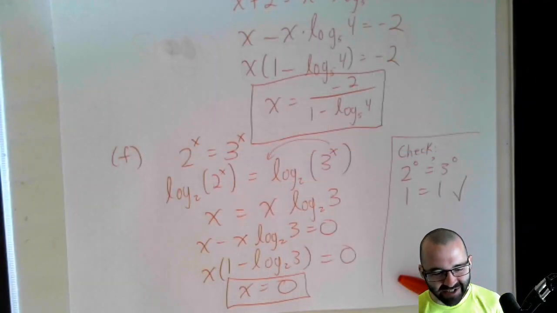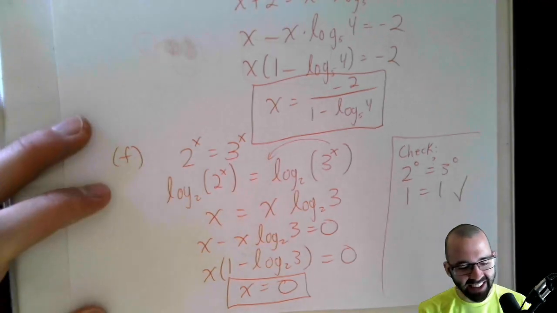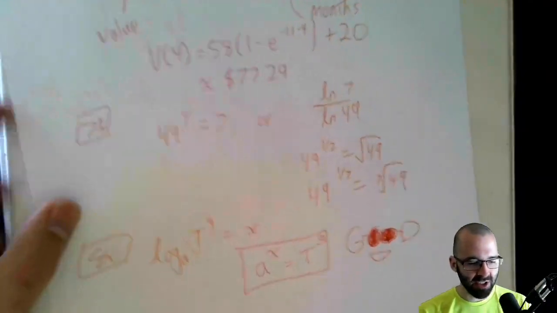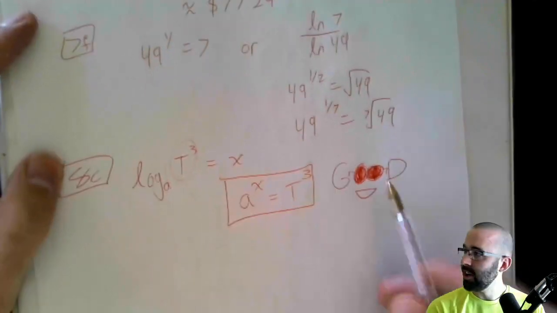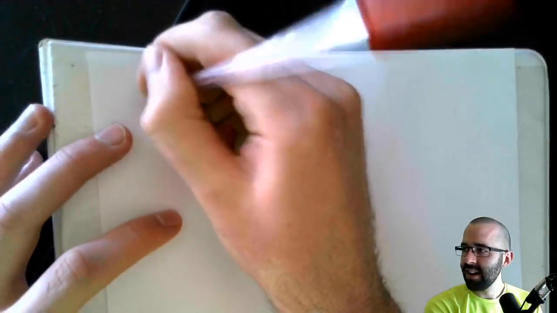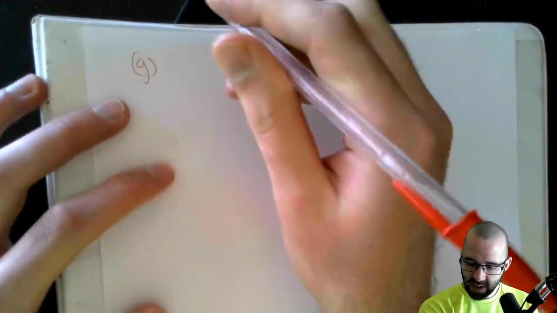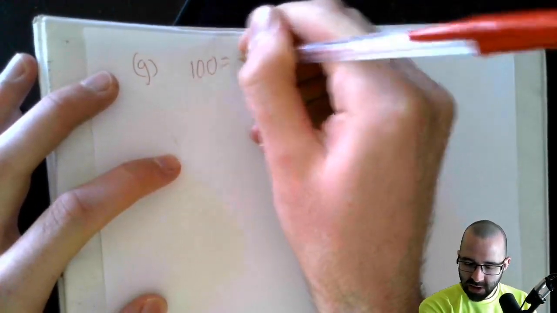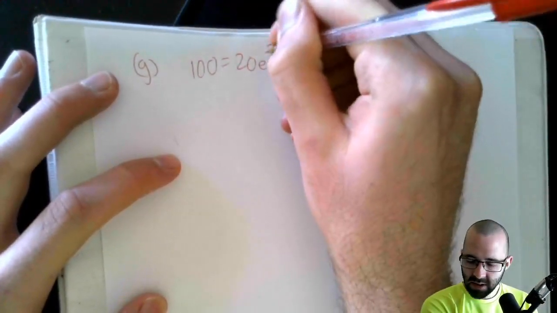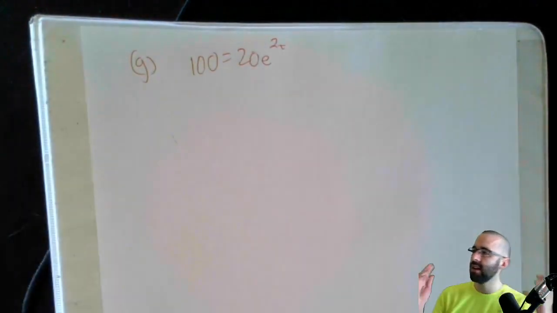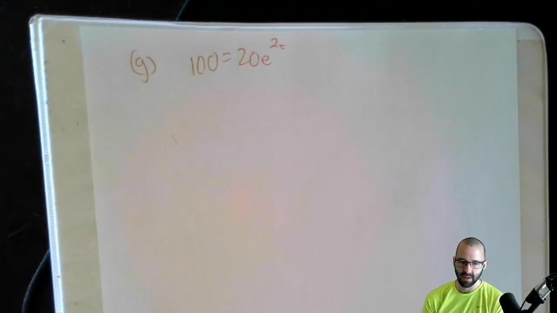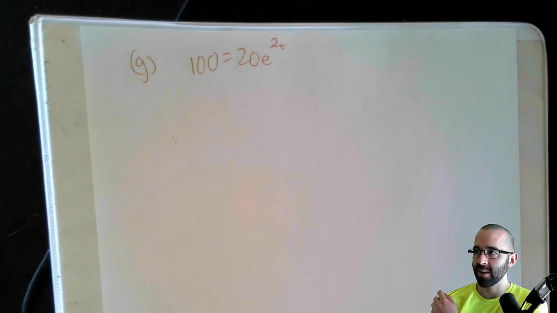All right. Let's do another one. Part G. All right, part G. What have we got here? 100 equals 20 e to the 2t. So this one's a little different. We could start by taking the log of both sides.